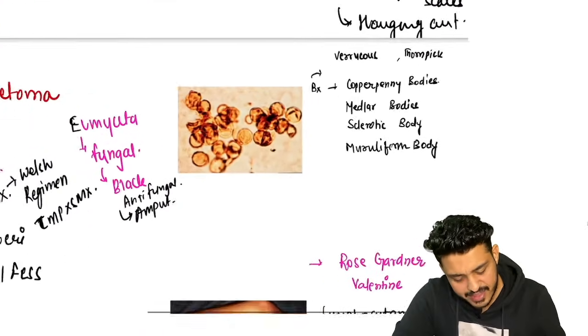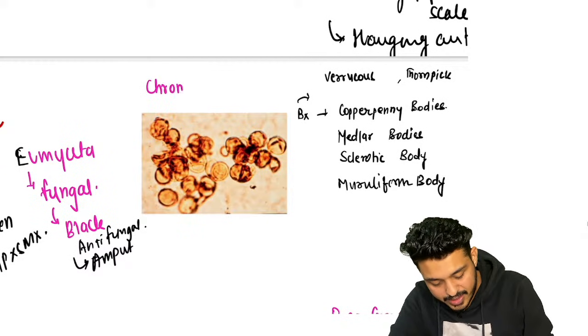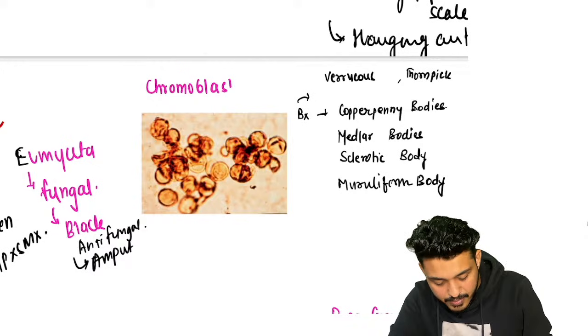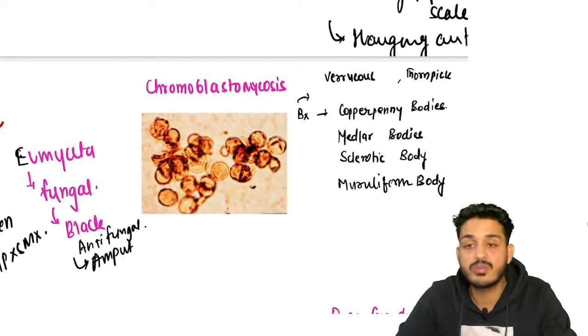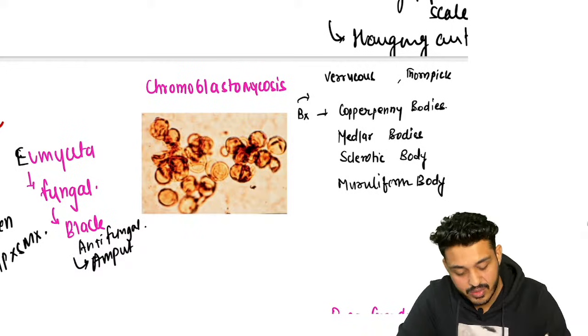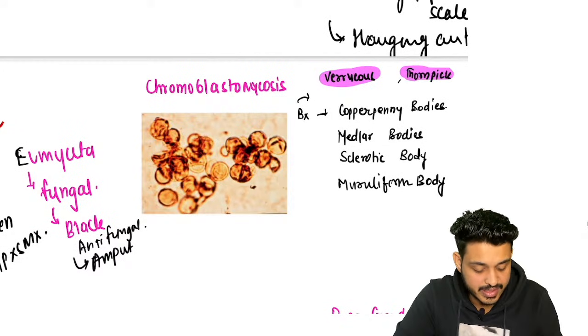Okay, the second one is this particular one. Can you identify what these bodies are known as? Very important, this is chromoblastomycosis. Chromo means colorful, blastomycosis is a fungal infection. This is a verrucous lesion. We are going to have a verrucous dematiaceous fungus. It is due to a thorn prick.